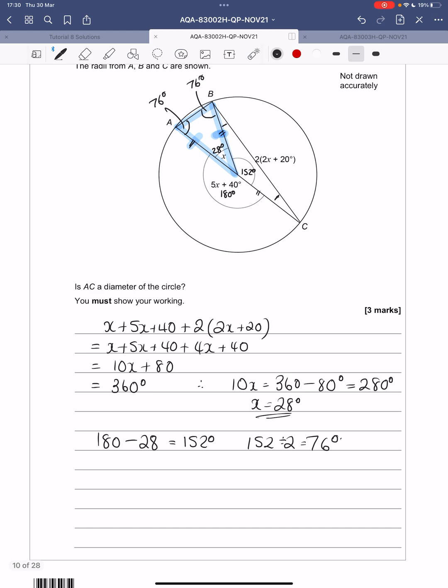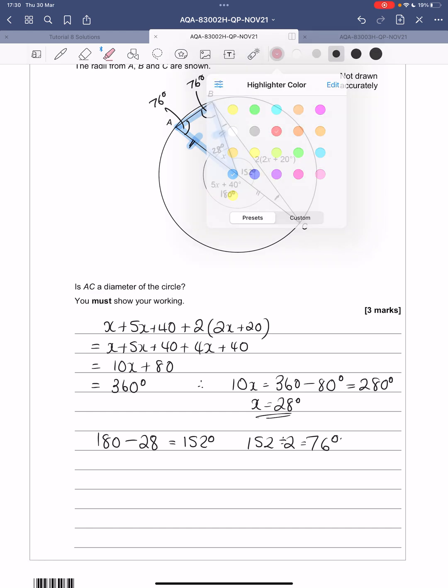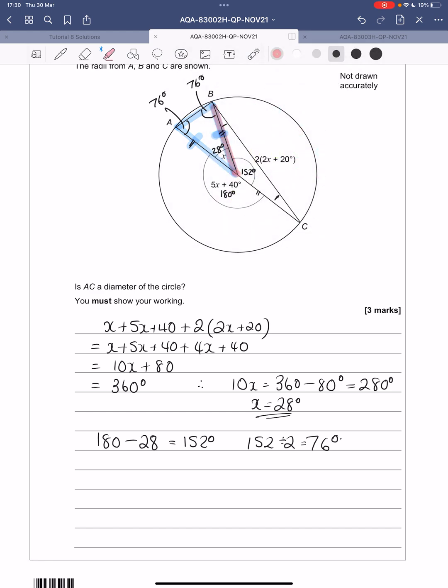And then we're going to do the same with this other triangle here, because that's a radius and that's a radius. So it means that this is an isosceles triangle, so these two angles are the same. Next we'll do 180 take away 152 degrees, these are all degrees. That's 28 degrees. 28 degrees divided by 2 is 14 degrees. So that's 14 degrees.